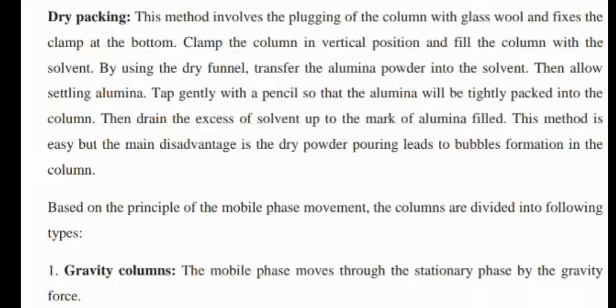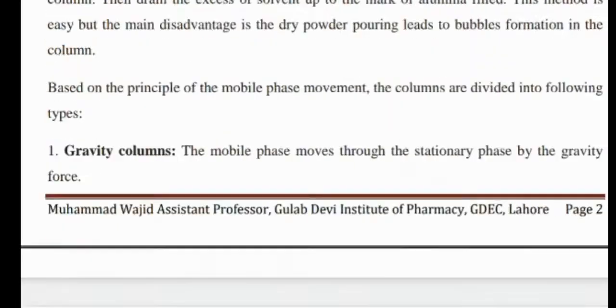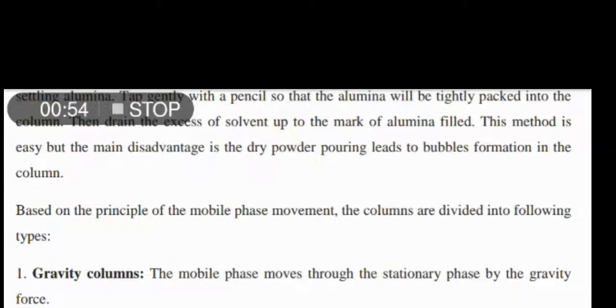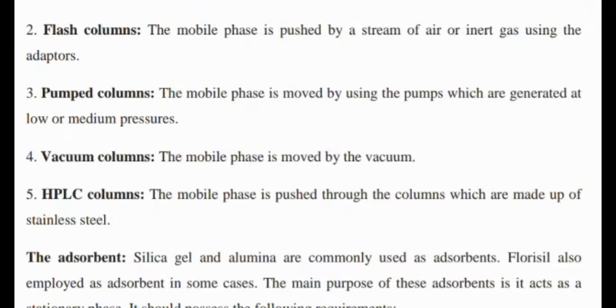Further, based on the principles of mobile phase movement, columns are divided into the following types. The gravity column: the mobile phase moves through the stationary phase by gravity force. Flash column: the mobile phase is pushed by a stream of air or inert gas using adapters. Pumped columns: the mobile phase is moved by using pumps which generate low or medium pressures. Vacuum column: the mobile phase is moved by vacuum. HPLC column: the mobile phase is pushed through columns which are made of stainless steel.